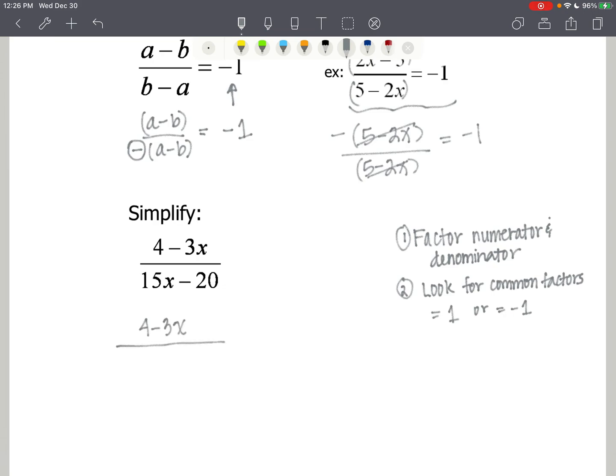But the denominator, 15x minus 20, 5 goes into both of those. So we're going to take out a 5, we'll factor that out, and that's going to leave us 3x minus 4. Now our 4 minus 3x over 3x minus 4 is equal to -1. So we cancel those factors out and we replace it with -1, which simplifies our fraction to be -1/5.